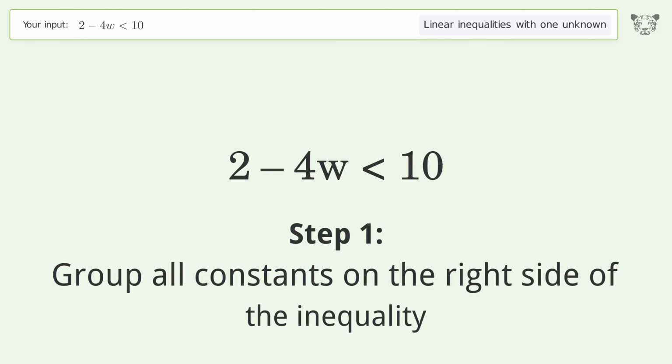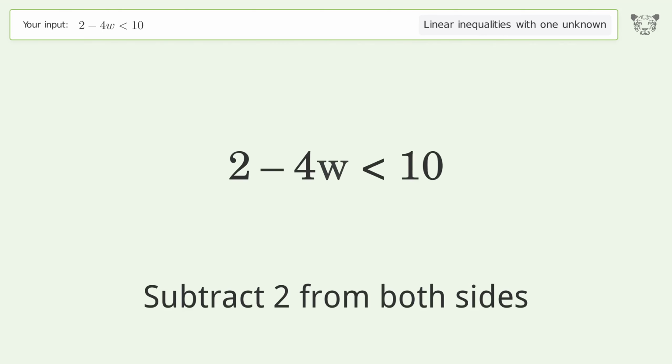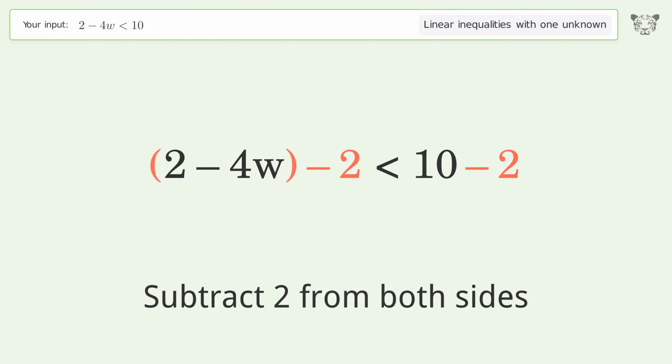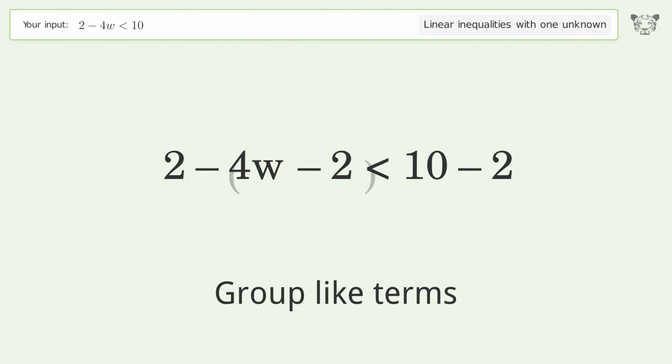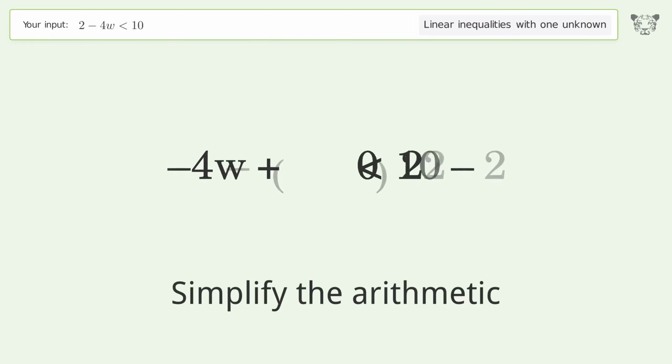Group all constants on the right side of the inequality. Subtract 2 from both sides. Group like terms. Simplify the arithmetic.